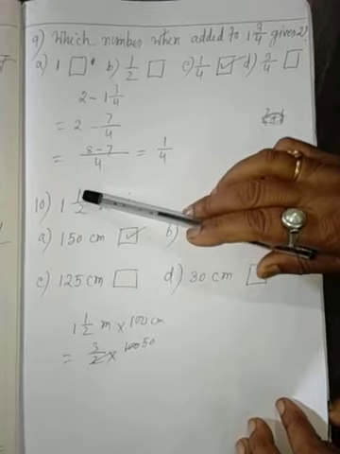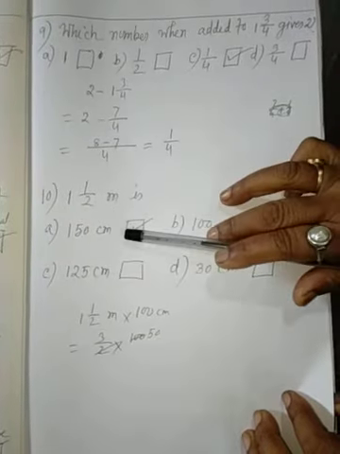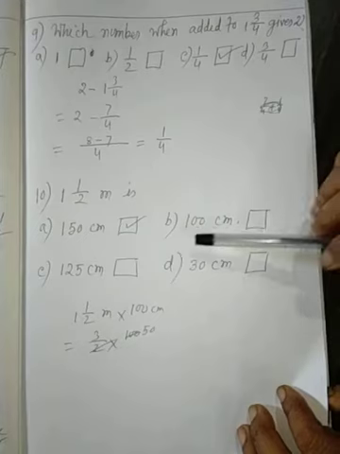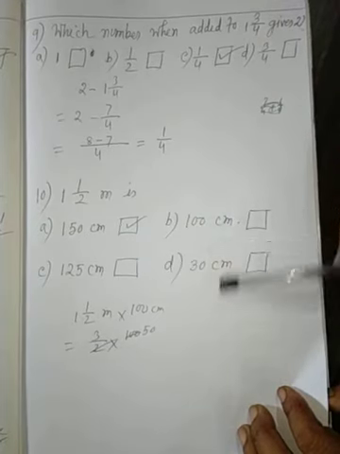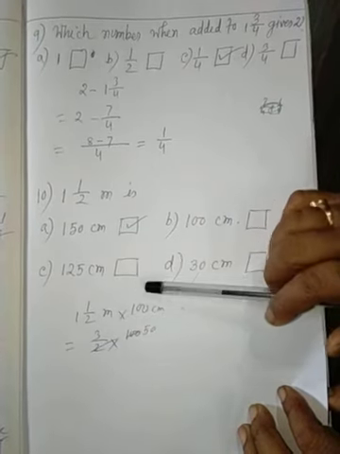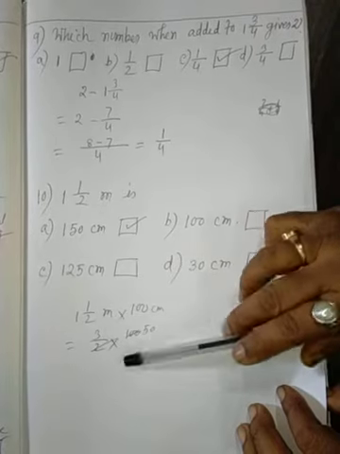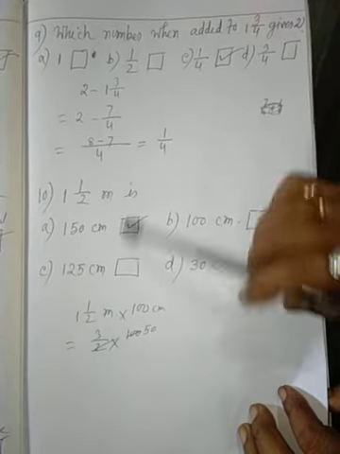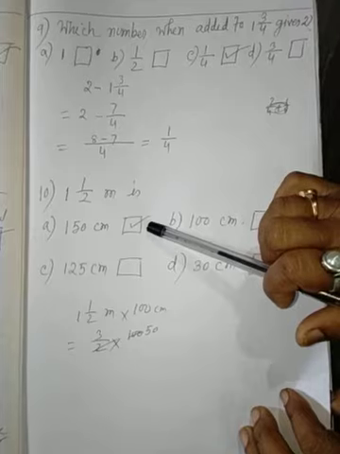10. 1 by 2 meter is 150 centimeter, 100 centimeter, 125 centimeter, 30 centimeter. That is 1 by 2 meter into 100. That is 3 by 2 into 100, which is 150 centimeter. This is the answer.